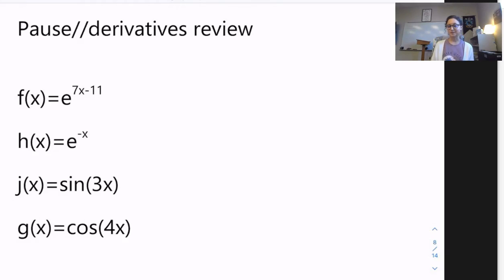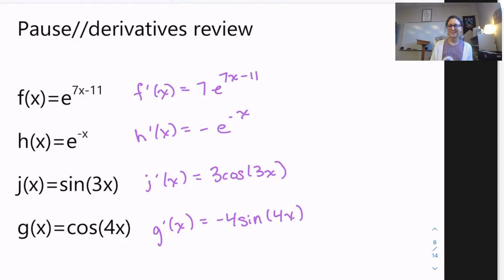All right, before we try some examples, I want to pause and do some derivatives review, because if we aren't doing our derivatives correctly, we're not going to be able to do L'Hopital's rule correctly. So I'm going to force a pause on your screen. Can you please copy these and try them on your own? Press continue when you're ready to see the answers. All right, answers are on the screen. Go ahead and pause if you need to make any corrections.